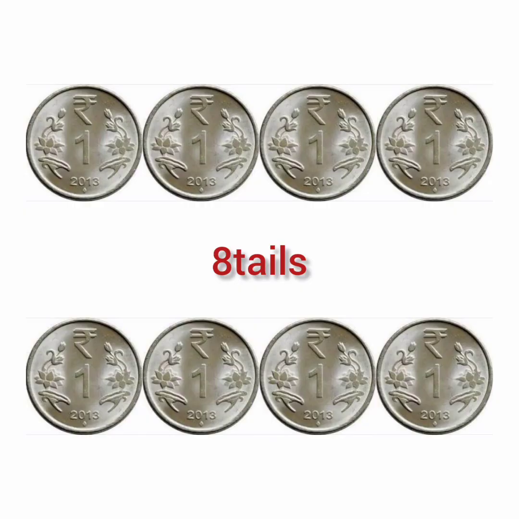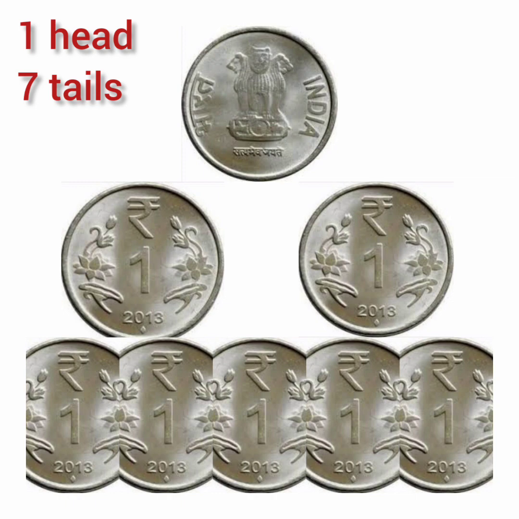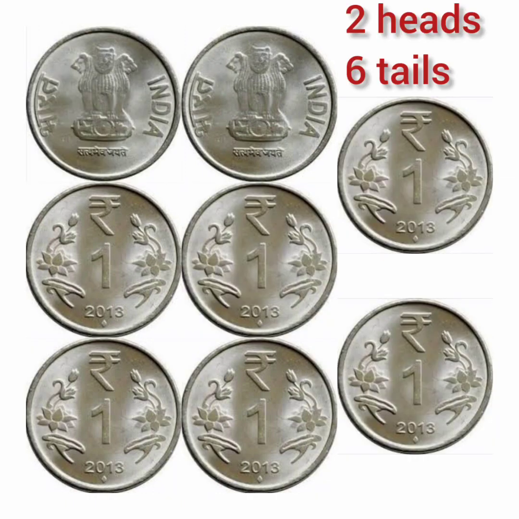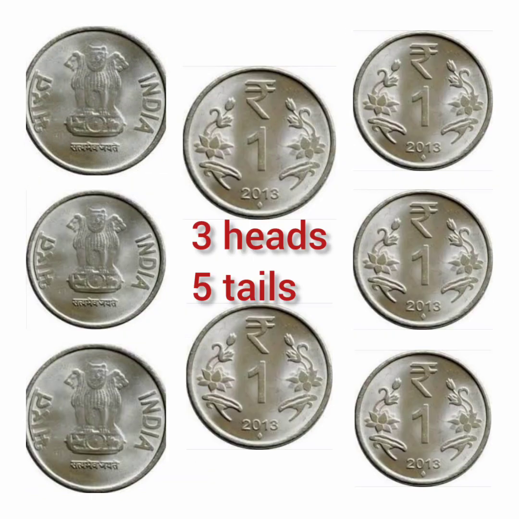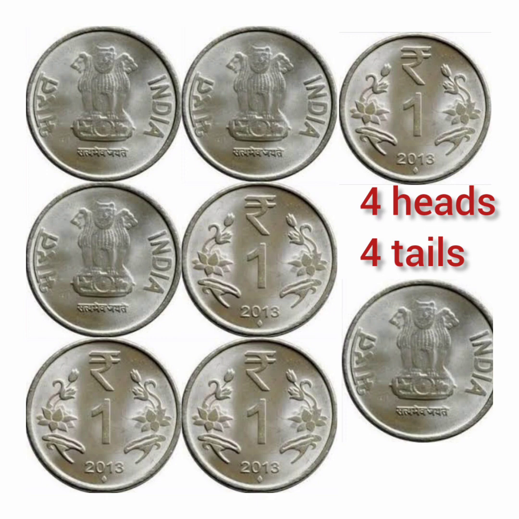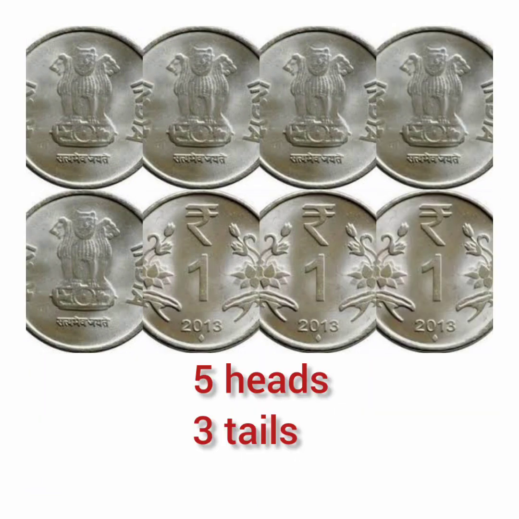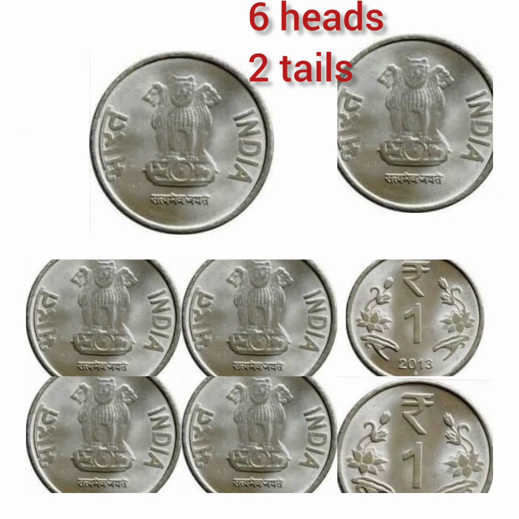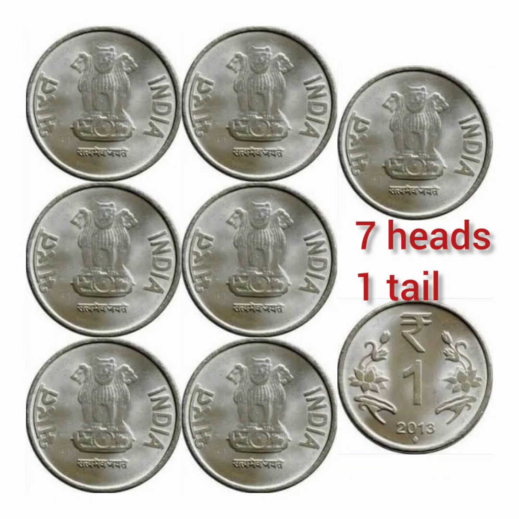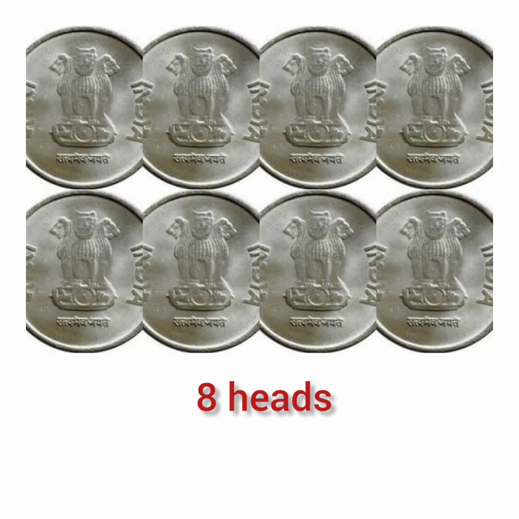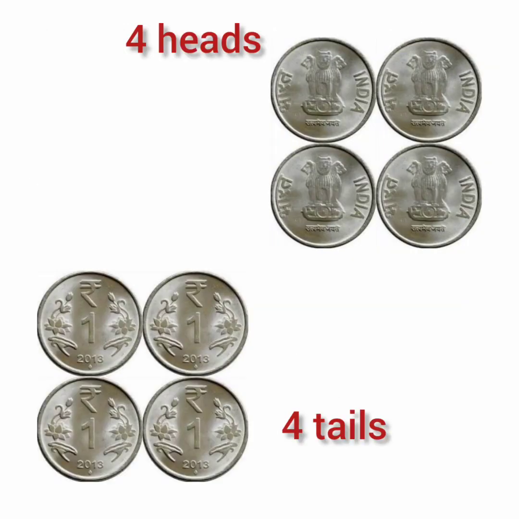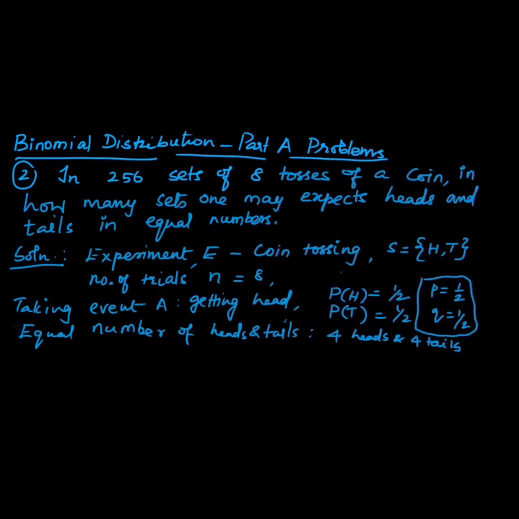Now, if we toss a single coin 8 times, we may obtain 8 tails, or 1 head and 7 tails, 2 heads and 6 tails, then 3 heads and 5 tails, or 4 heads and 4 tails, that is what we require, 5 heads and 3 tails, 6 heads and 2 tails, 7 heads and 1 tail, and all 8 heads. These are the possibilities of tossing a single coin 8 times. 4 heads, 4 tails is the target of this problem.